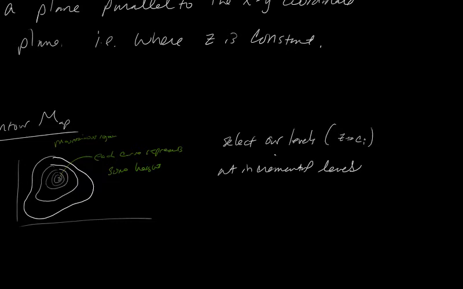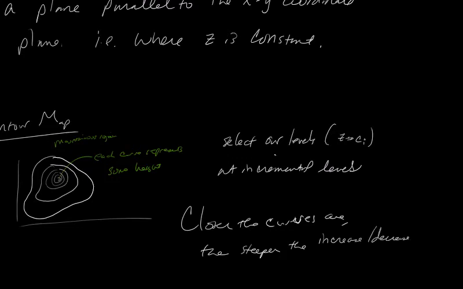And the reason for that is because the closer together the curves are, the faster the grade is increasing. So the closer the curves are, the steeper the increase between them, increase or decrease. Okay, and we're going to talk about how to find that increase and decrease in each direction, x, y direction. We're going to find that later, and then we're going to talk about something called the gradient, which gives you an idea of the steepness of your slope wherever you happen to be standing.